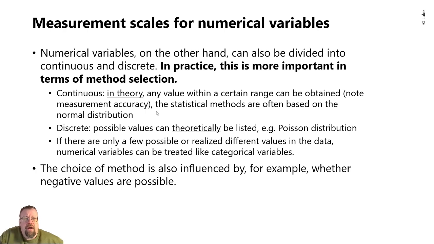And often with variables that are continuous, we might use methods that are based on normal distribution. Then discrete, that means that possible values can theoretically be listed. So for example, counts, and in that case, Poisson distribution might be one possible distribution that would fit this type of variables.